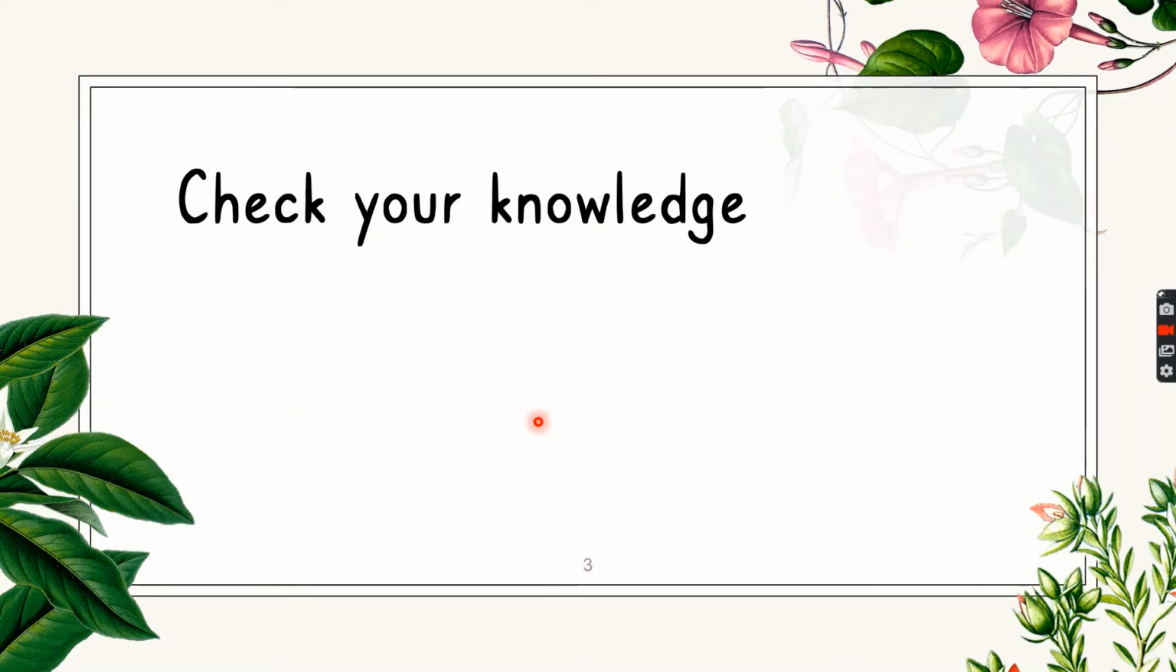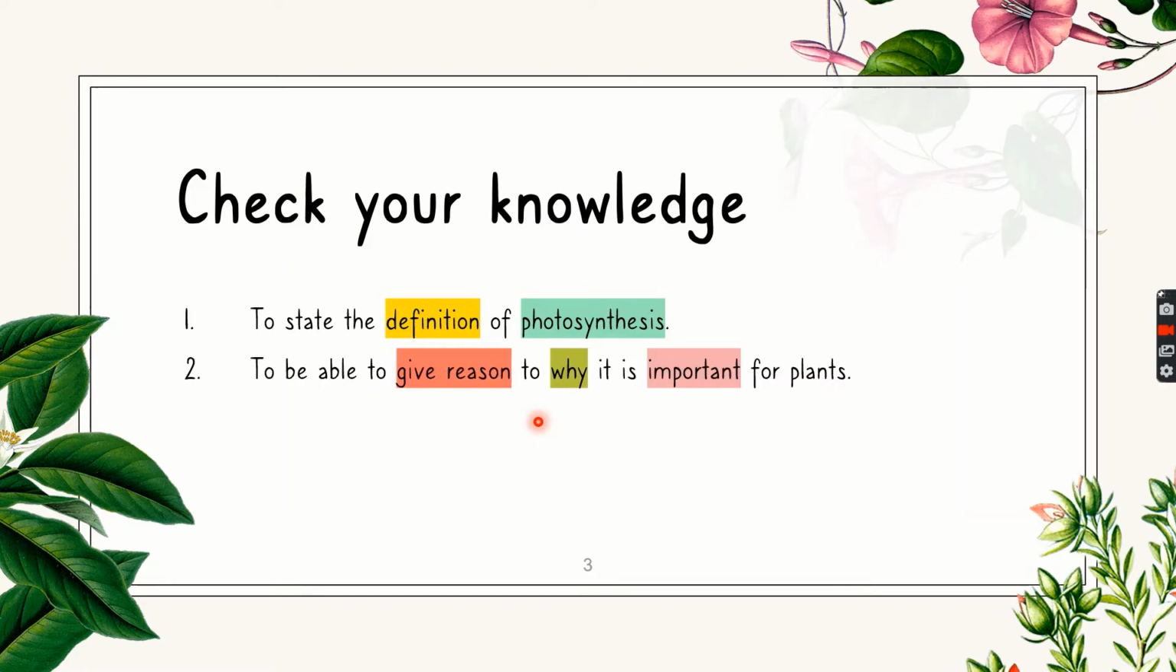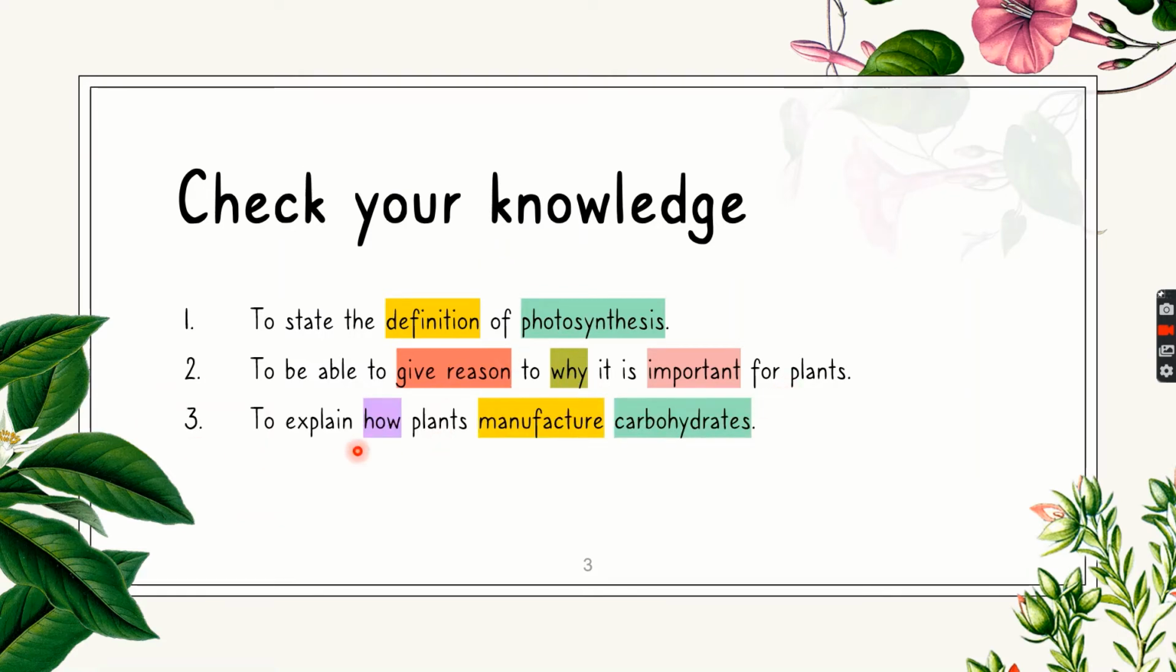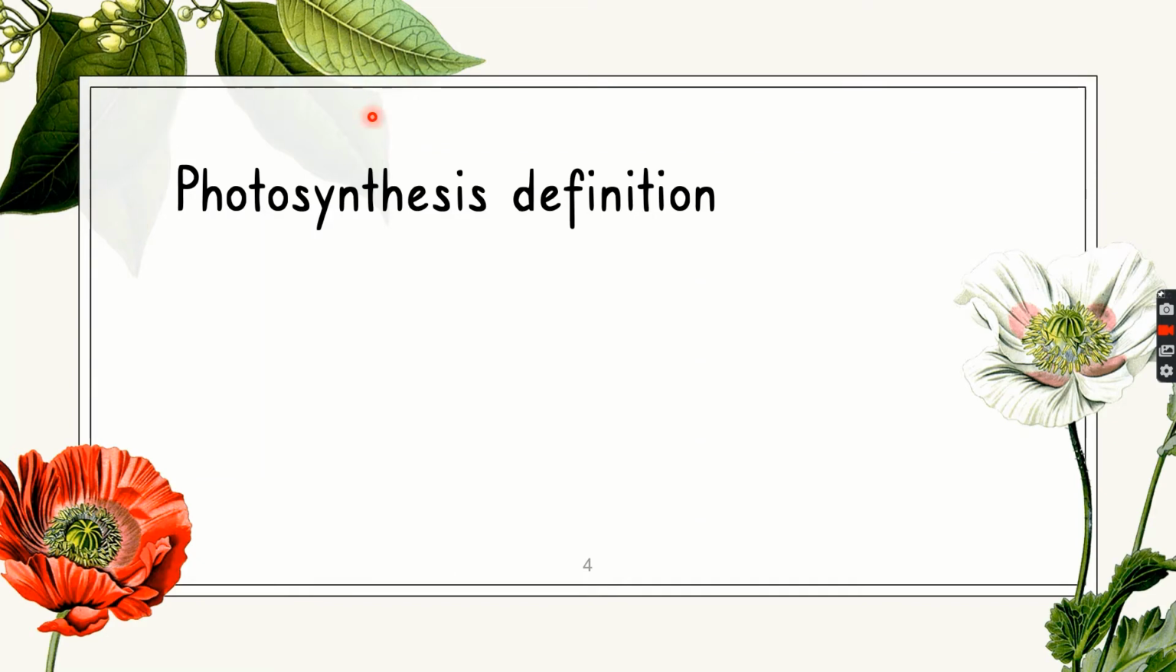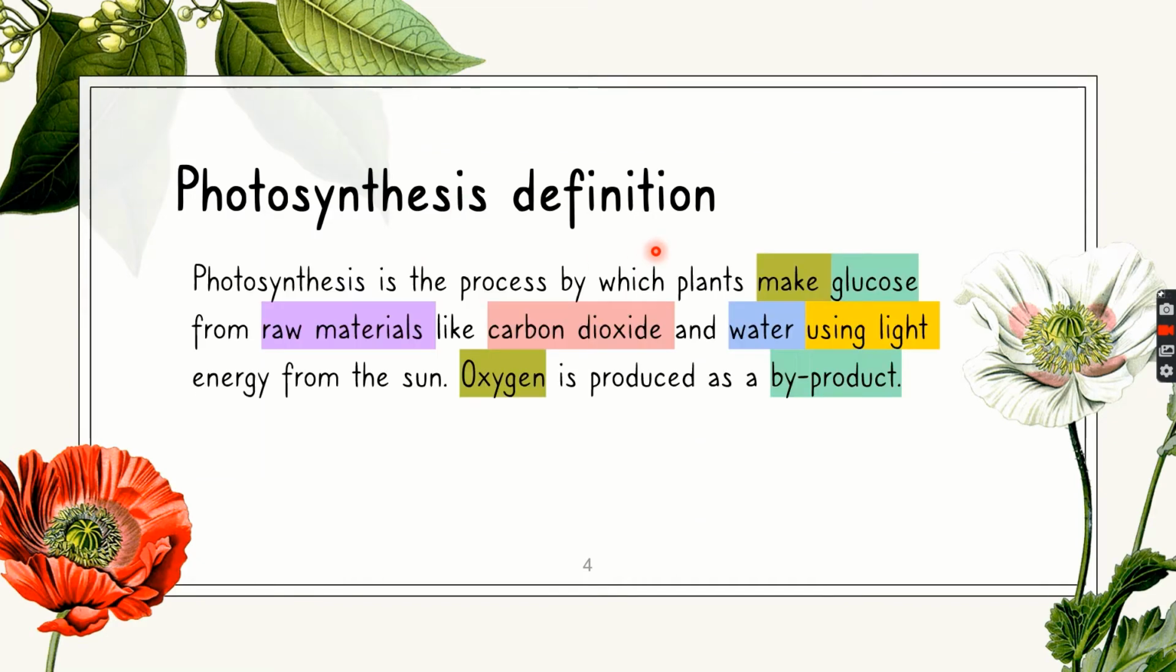For now, we need to check your prior knowledge first. So for this topic, you need to state the definition of photosynthesis. You need to be able to give a reason why it is important for plants, and to also explain how plants manufacture carbohydrates. You also need to be able to state all the raw materials and also the products of photosynthesis actually. Photosynthesis, how do we define it?